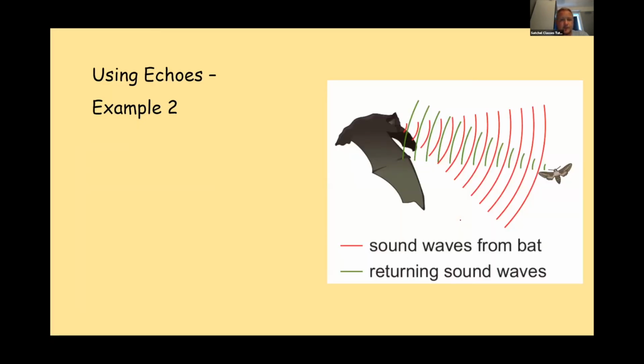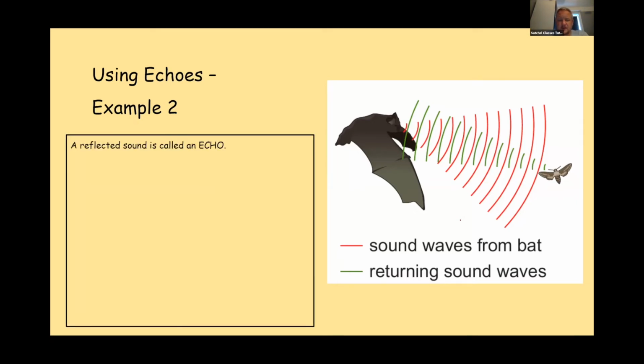Another example, which we did mention earlier on in the lesson, is using echoes. Here's an example of a bat using echoes with sound waves emanating out from the bat in red. And then where the sound waves have hit the moth in front of it, they've returned back in green. A reflected sound is called an echo. Animals like dolphins and bats can use echolocation to find their way around and to hunt for prey.